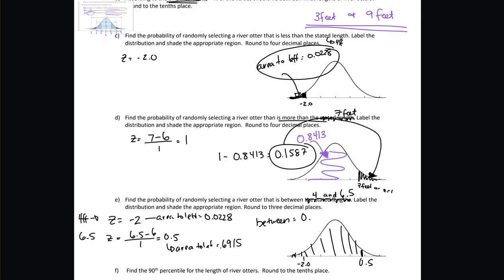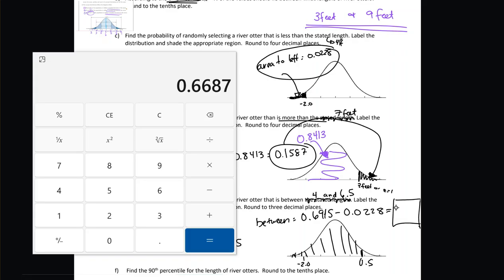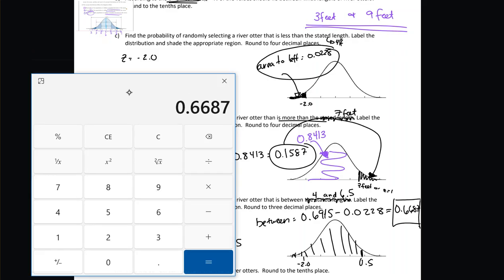And now to find the area between, you take the larger area and subtract the smaller area. We'll type that into our calculator to get our answer, and we get 0.6687 for this answer.